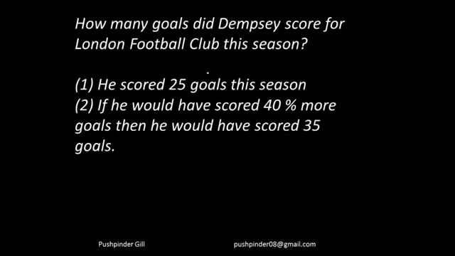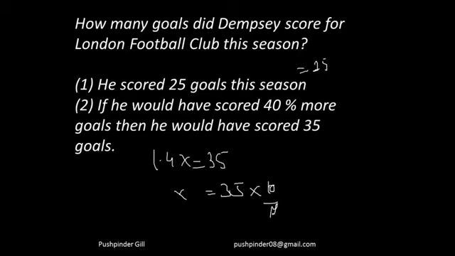Look at this. How many goals did Dempsey score here? 25. How many goals did Dempsey score here? 1.4x is equal to 35. That means x is equal to 35 into 10 by 14. So even if I say 7 times 2 and 7 times 5, 2 times 5 and 2 times 5, that gives me 25. So I'm getting 25 here, and I'm getting 25 here. This is a very nice way of checking that my answer is right. So both the statements will give you the exact same answer if the answer choice is D.